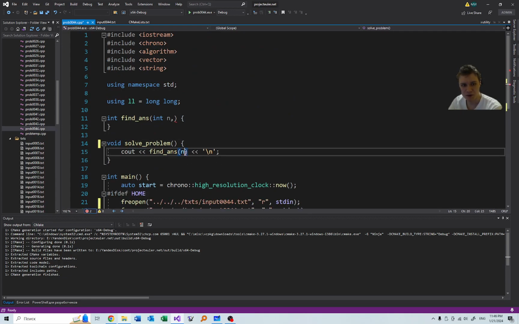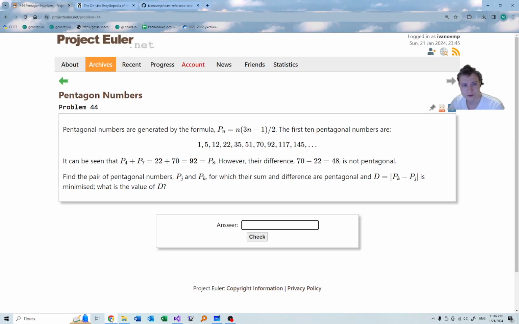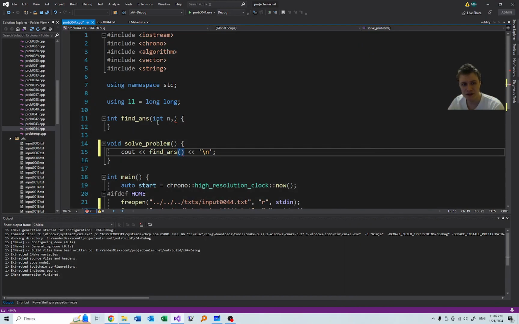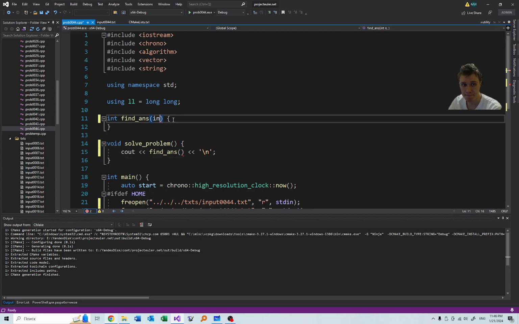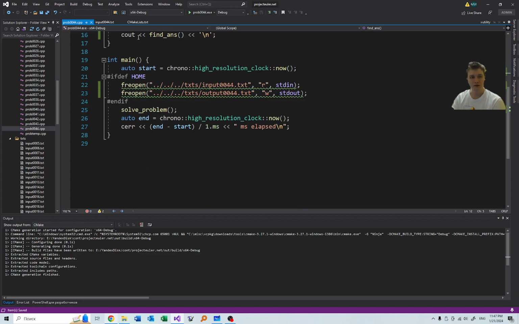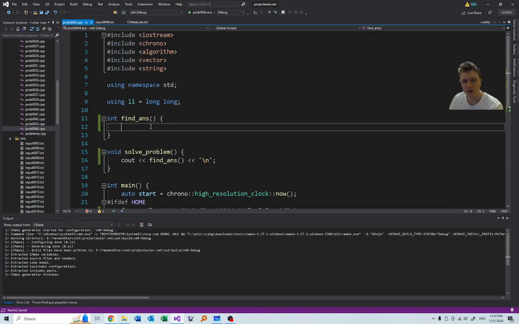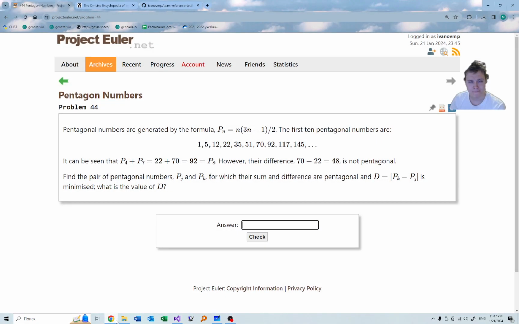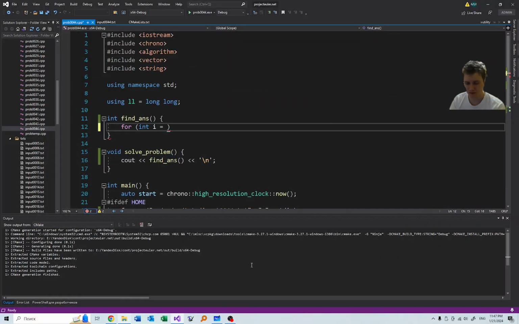We don't have input. We need to find the value of d. Okay, let's go. So we need to go through all numbers, starting with 1.